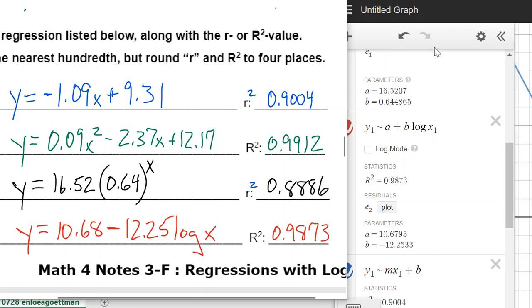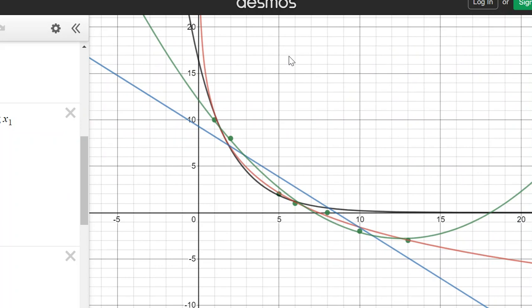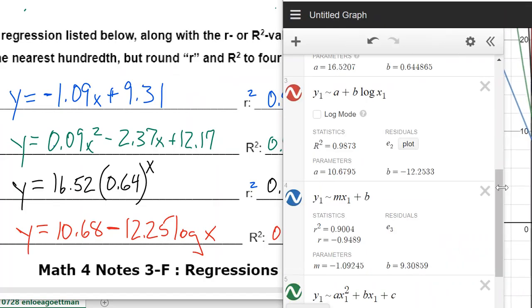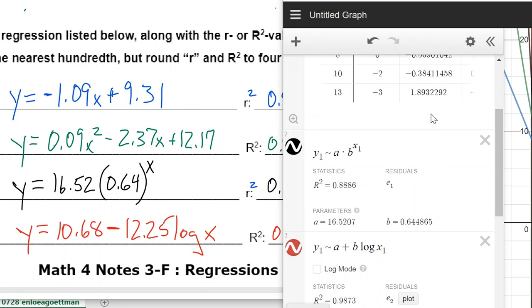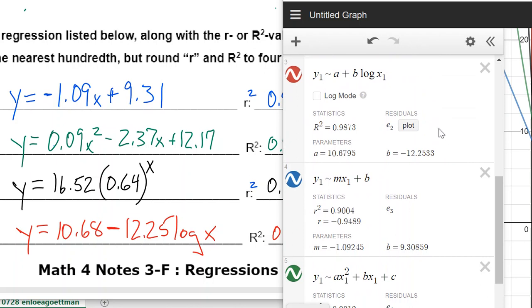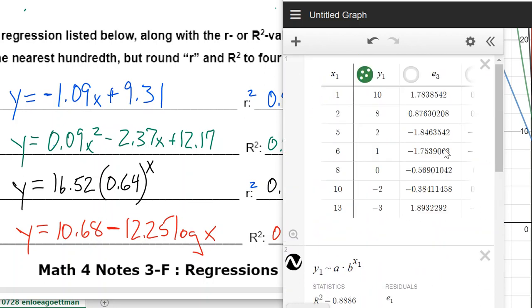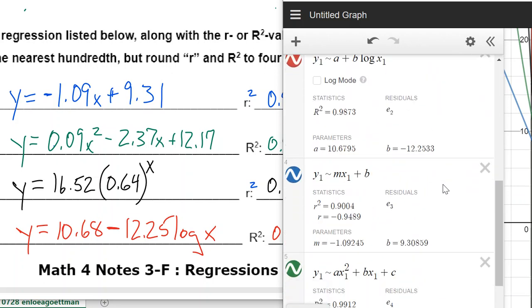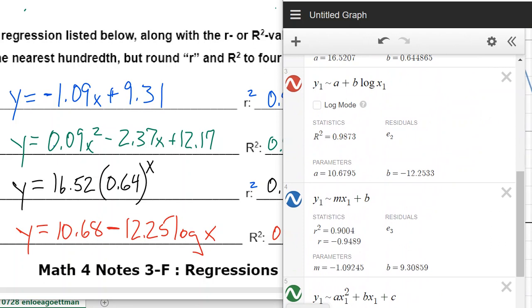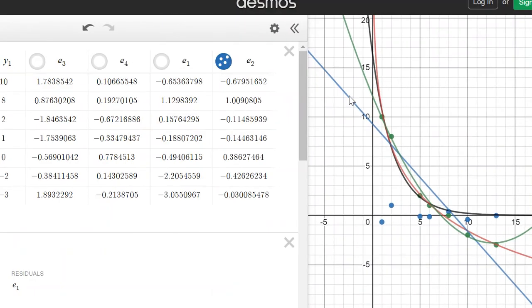I want to show you something really, really cool about the R squared value. Each of these, you'll notice, except for the linear, why does the exponential not have residuals? That's interesting. But the log does. That's weird. Maybe if I plot them. Oh, because I've already got them up there. I did them earlier. Okay.